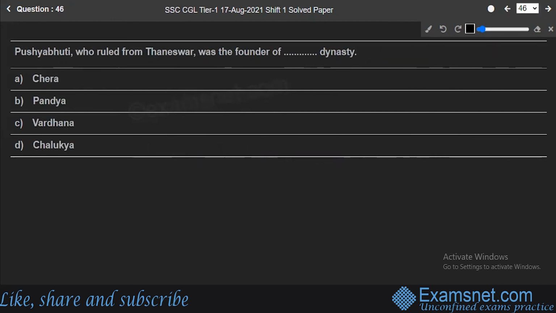Pushyabhuti, who ruled from Dhaneshwar, was the founder of which dynasty? Chera, Pandya, Vardhana, or Chalukya? Pushyabhuti is considered to be the founder of Vardhana dynasty. This Vardhana dynasty is also known as Pushyabhuti dynasty. Prabhakar Vardhana was the first notable king of the Vardhana dynasty.